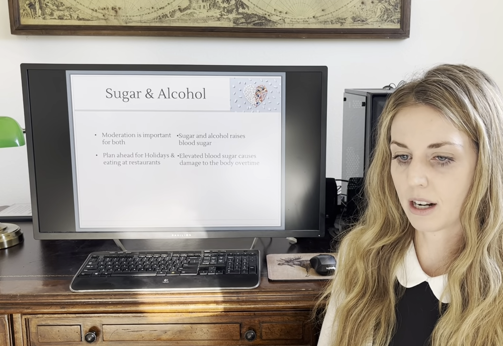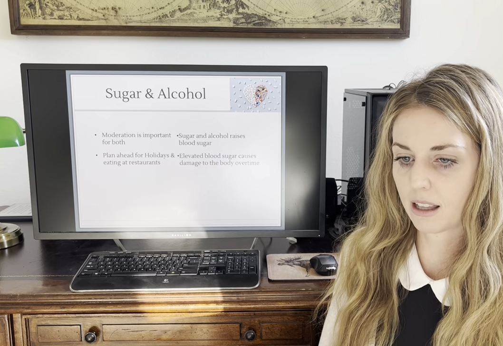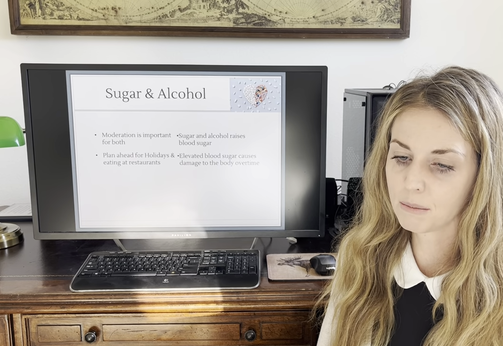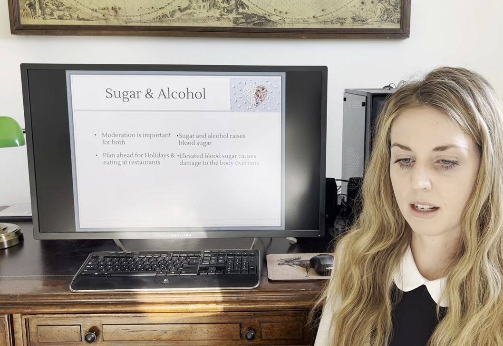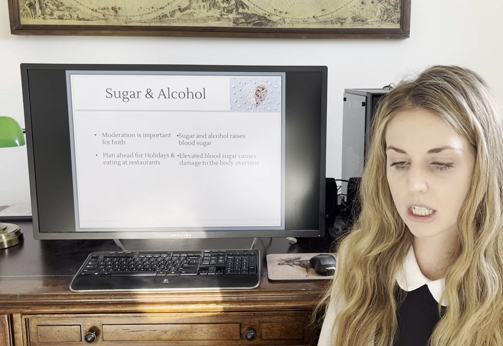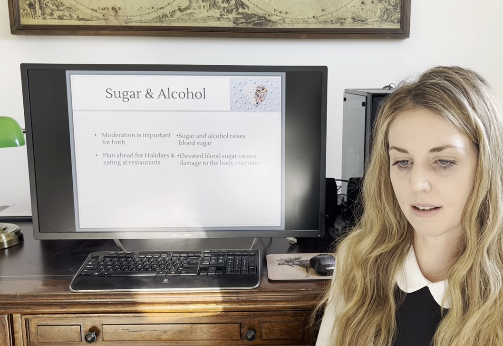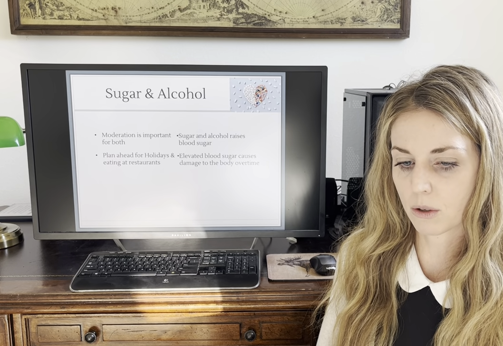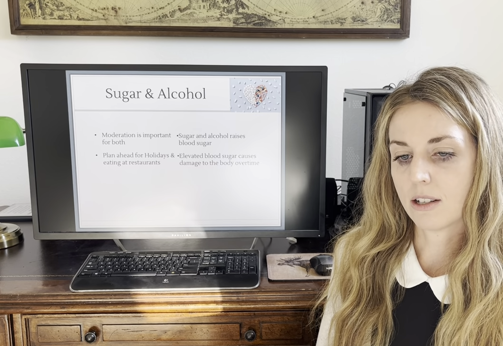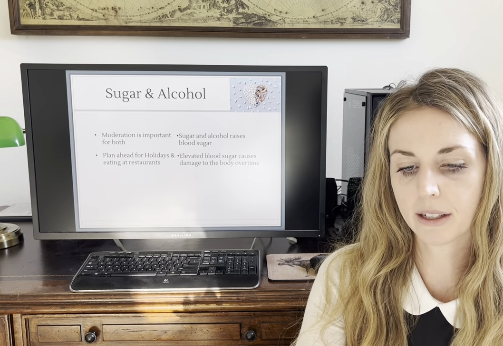And knowing that sugar and alcohol raise blood glucose, and an elevated blood glucose causes damage to the body over time. So these can be areas that are challenging for patients just because of social factors. But I think over time, patients can realize that moderation, or entirely eliminating, or eliminating to a degree which is healthy for them, also empowers them to feel better.